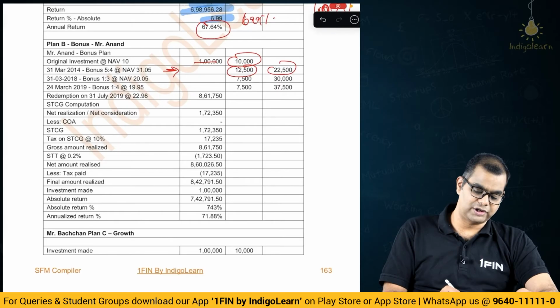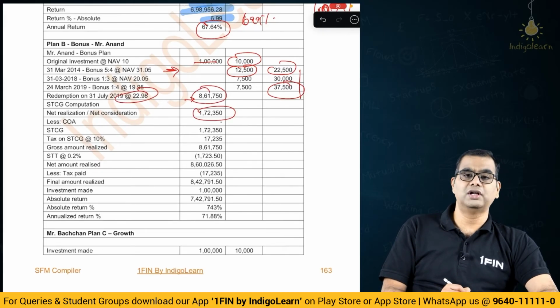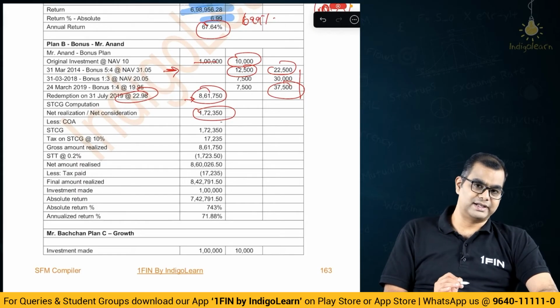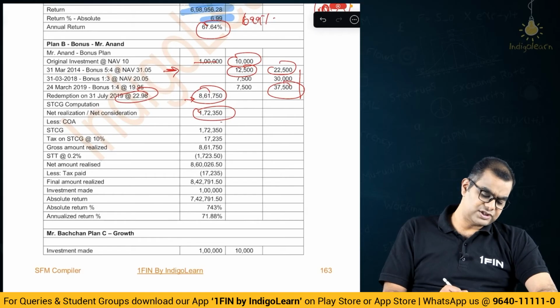So, your total unit count increases to 22,500. Like that, you do all of this, you get a unit count of 37,500. That 37,500 at closing NAV of 22.9 is 8,61,000. So, 8,61,000 is the total value at which you have redeemed all the units. Now, what is the net realization or net consideration?